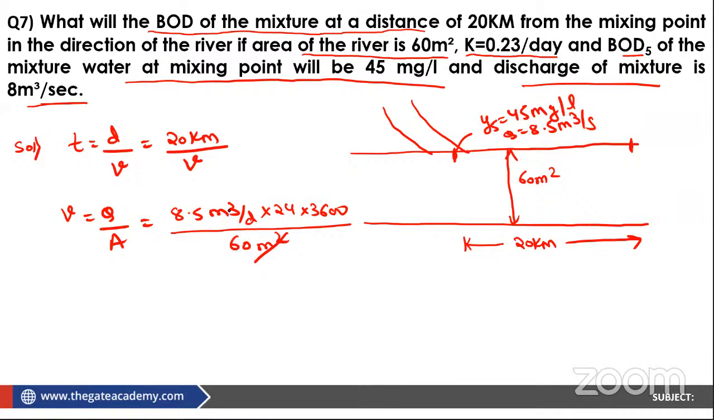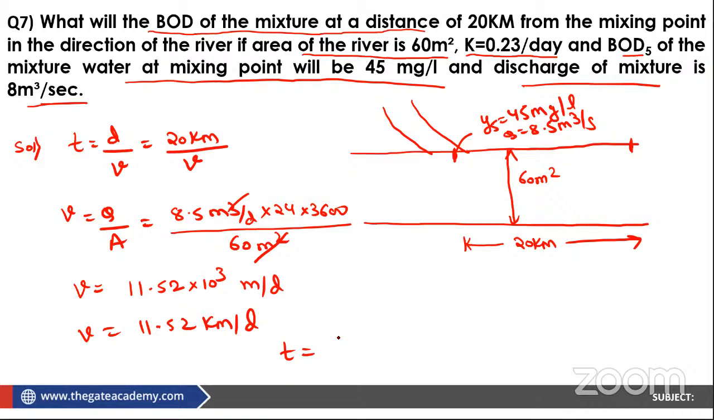Now, the meter square will cancel out, and we will get the velocity in terms of meter per day, which equals 11.52 into 10 to the power 3 meter per day. So it equals 11.52 kilometer per day. That is the velocity calculated from here. Now we will calculate the time, which equals distance, that is 20 kilometer, upon velocity, that is 11.52 kilometer per day. Kilometer will cancel out, and we will get the time for traveling this distance.